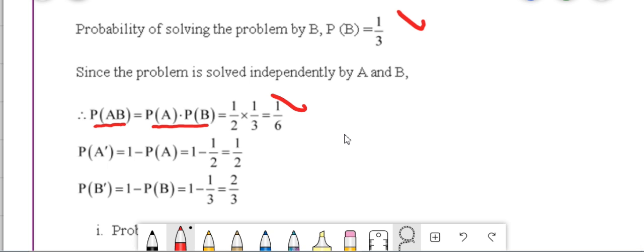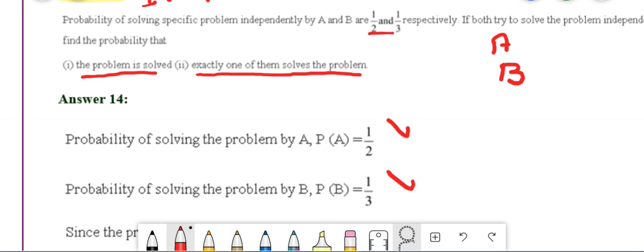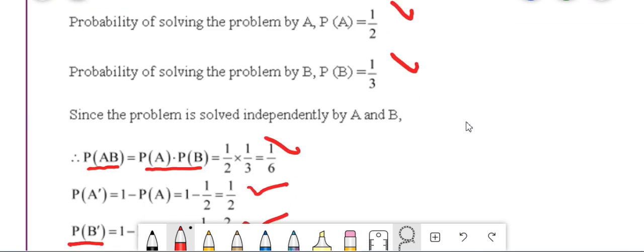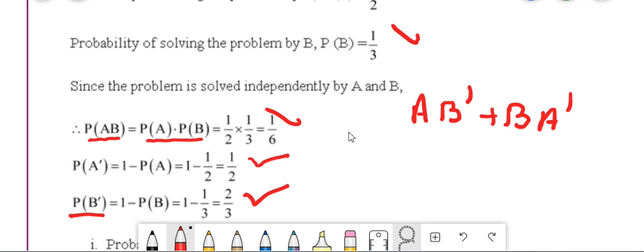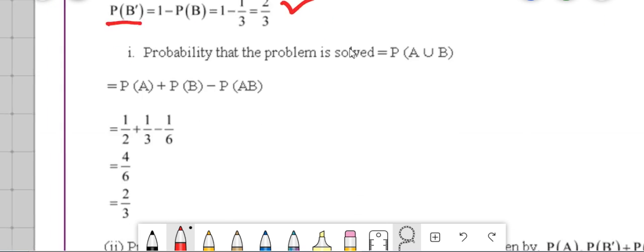And this is what P of A prime means: A will not be able to solve the problem. P of B prime means B will not be able to solve the problem. This is that probability. Now we are talking about question number 2. Exactly one of them will solve the problem. Means if A is solving, then B will not solve, and if B solves the problem, then A is not solving the problem. This we have to find out. Just write down the value, you will get your answer.